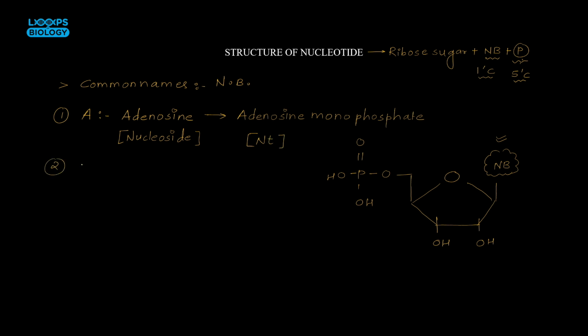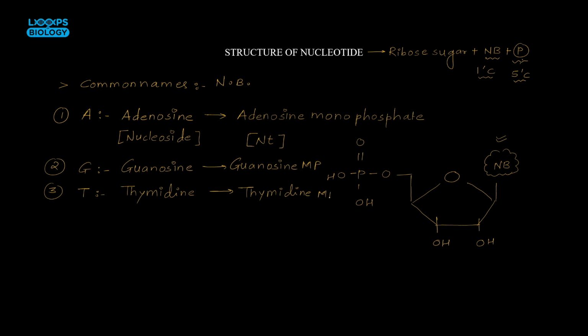If you are talking about guanine, so there will be guanosine, and similarly the same case for nucleotide, that is guanosine monophosphate. With respect to thymine, that is thymidine. Alright, thymidine is a name of nucleoside, so there will be thymidine monophosphate. These nucleosides and nucleotides are basically present with respect to ribose sugar.